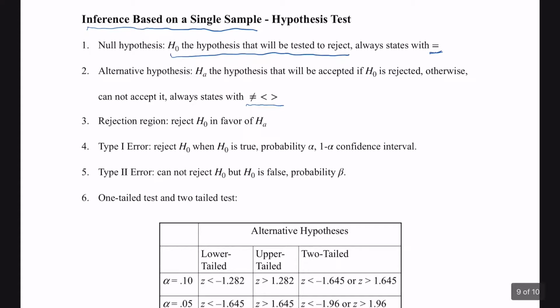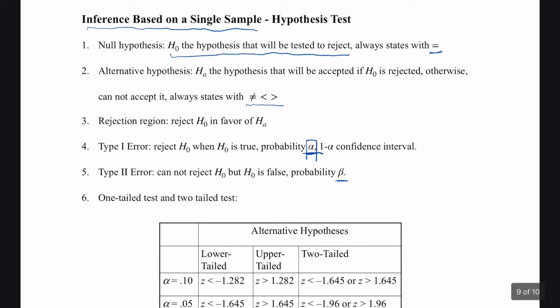The first one is type 1 error: you reject the null hypothesis, however it is true, and the probability is denoted by alpha. The second type of error is type 2 error: you can't reject the null hypothesis, however it is false. The probability is denoted as beta. Right, we won't discuss beta in detail, but we will discuss alpha. Pay attention to the alpha.